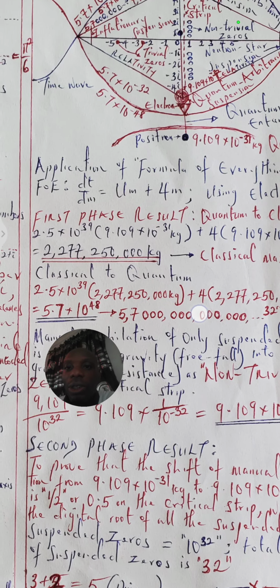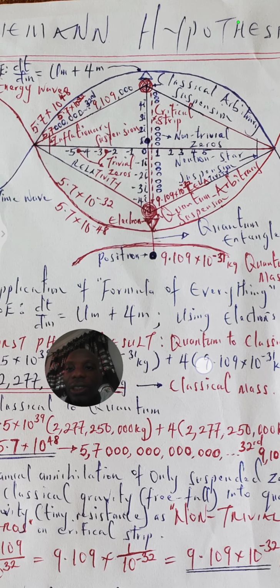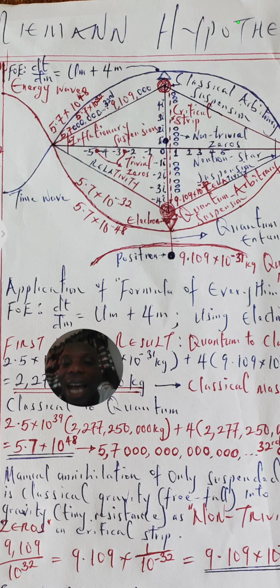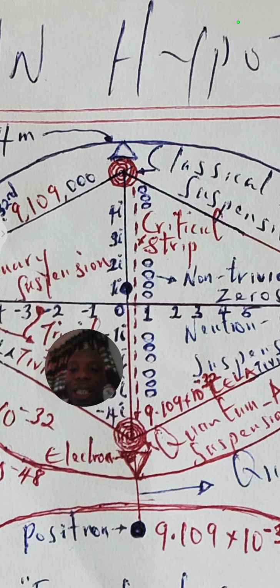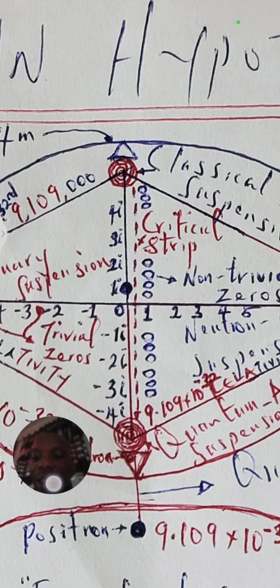So now, when we explore this, you can get to see that on the critical strip, as we have on this particular diagram, we have the non-trivial zeros, and then the non-trivial zeros are being suspended to the central zero.